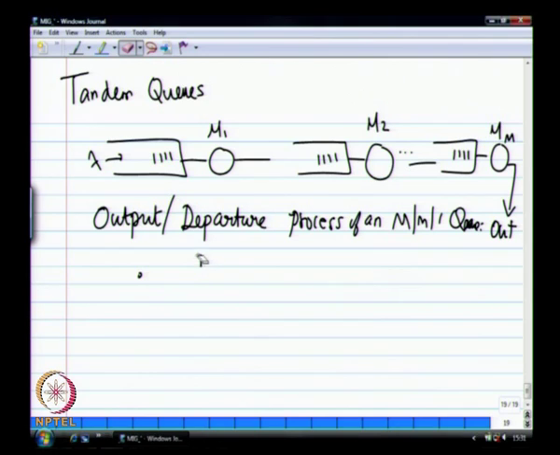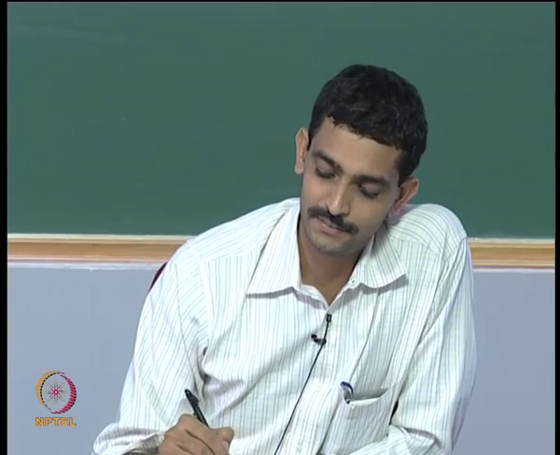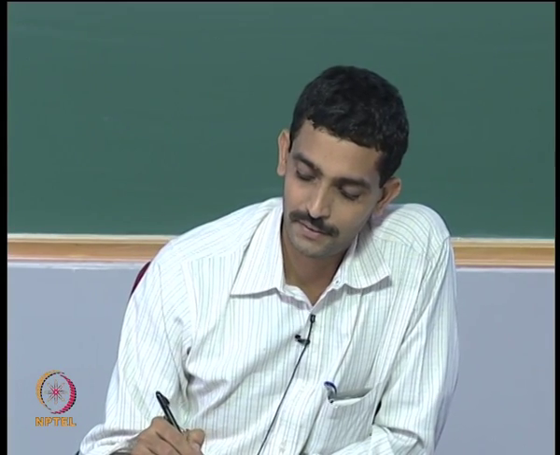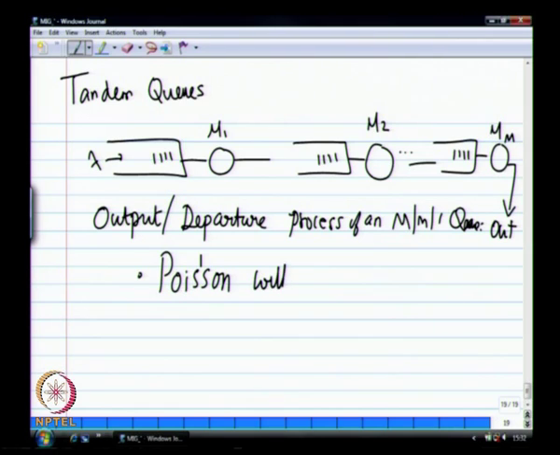So what could this process be? M/M/1. Also Poisson with rate mu1.